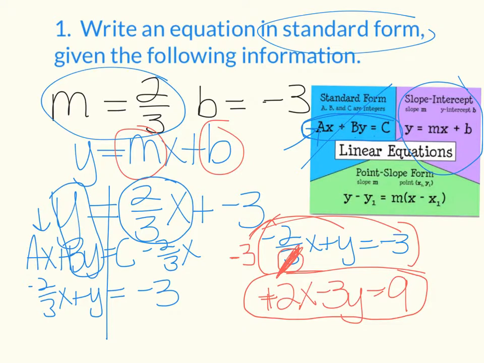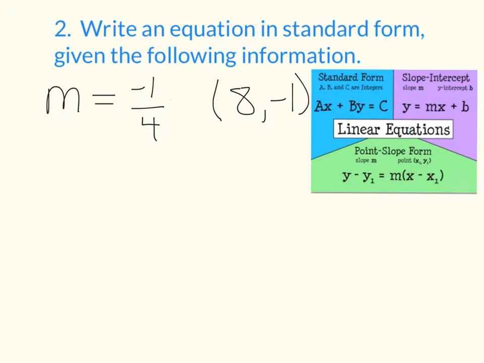Okay, we'll do another one. This is probably tougher. All right, so if we look here, they give us slope, which is m, and they give us a point. So we want to look. It's not standard form.